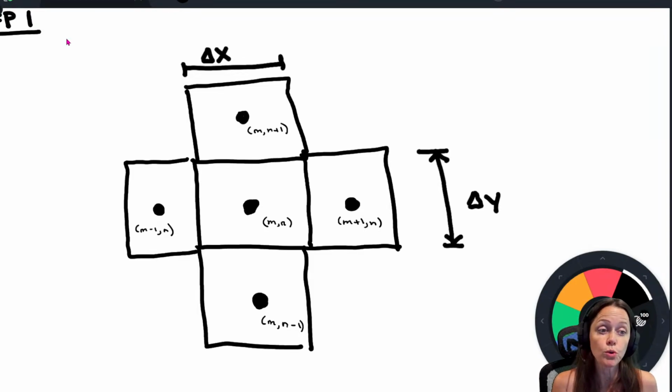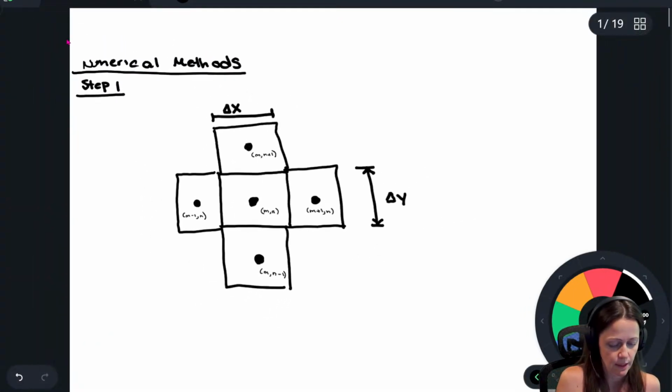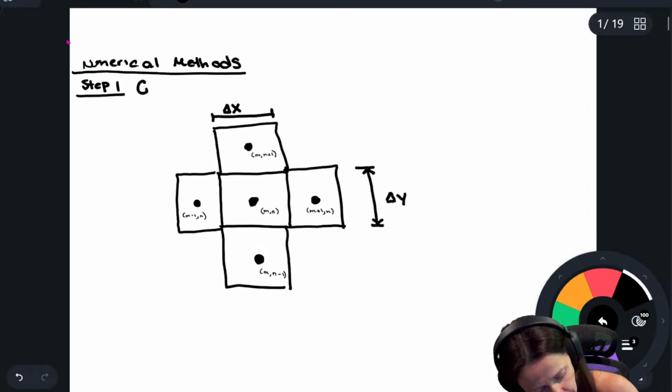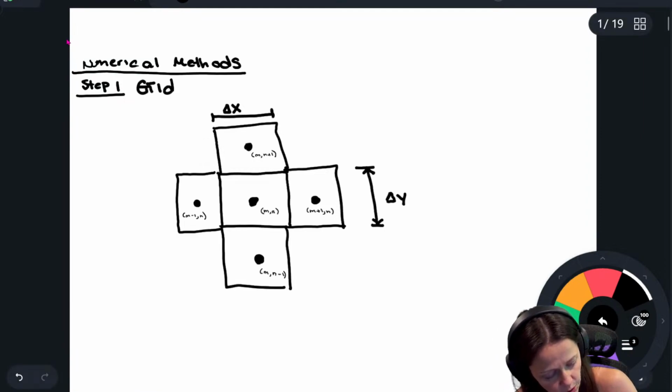And yeah, we'll talk about what happens if delta x and delta y are equal to one another, but they don't necessarily have to be. If they're equal to one another, our equation gets a little simpler. But again, they do not have to be equal to one another. So yeah, so this is our grid generation.